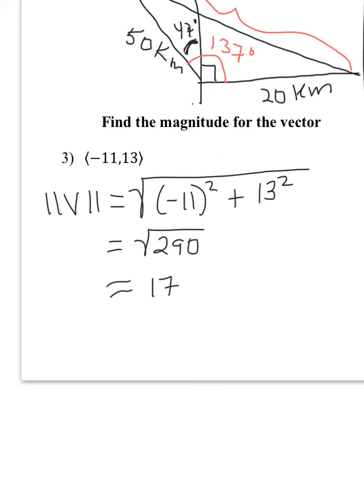Okay, in question 3, we're asked to find the magnitude of the vector. This is basically just using the Pythagorean theorem. This right here would be our side A. This would be our side B. So we enter that into our distance formula or Pythagorean theorem as -11 squared. Remember to put parentheses. If you're squaring a negative number in a calculator, you need to make sure that's in parentheses. Plus 13 squared, and then take the square root. We end up with square root of 290, which is approximately equal to 17. So the magnitude for this vector is 17 units.